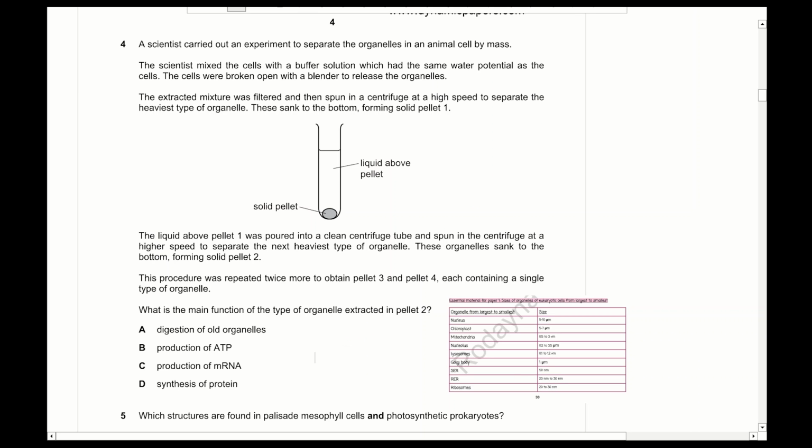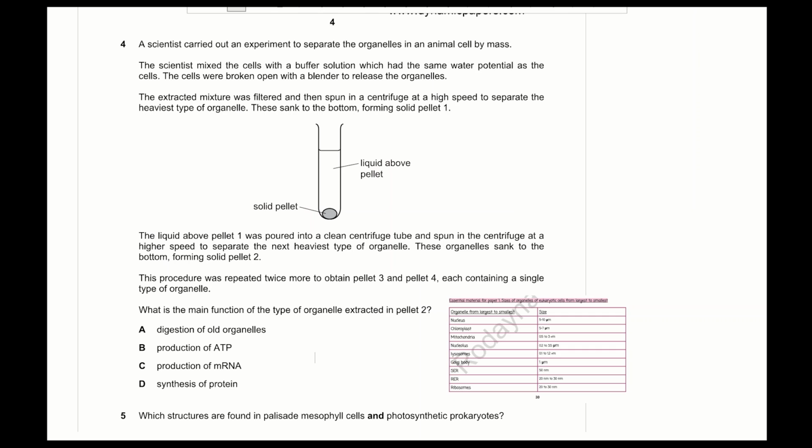Question number 4. A scientist carried out an experiment to separate organelles in an animal cell by mass. The scientist mixed the cells with a buffer solution which had the same water potential as the cells. The cells were broken open with a blender to release the organelles. The extracted mixture was filtered and then spun in a centrifuge at a high speed to separate the heaviest type of organelle.